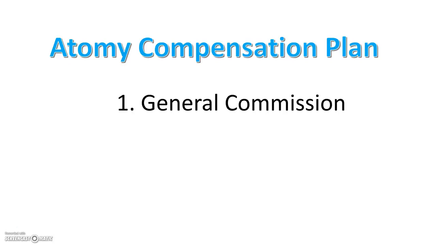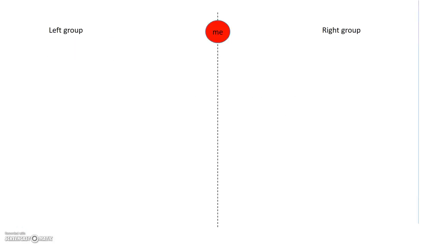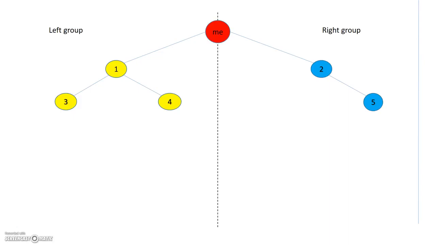Before we dive into it, I need to explain how our binary system works. This is me. For binary, we can only add two persons, one on the left and one on the right. I can only use my account to add two persons. If I want to add a third person, I need to use the number one person's account to add the third person and then the fourth person. If I want to add on my right side, I use the number two account to add the fifth person and the sixth person. Okay, this is how binary works.